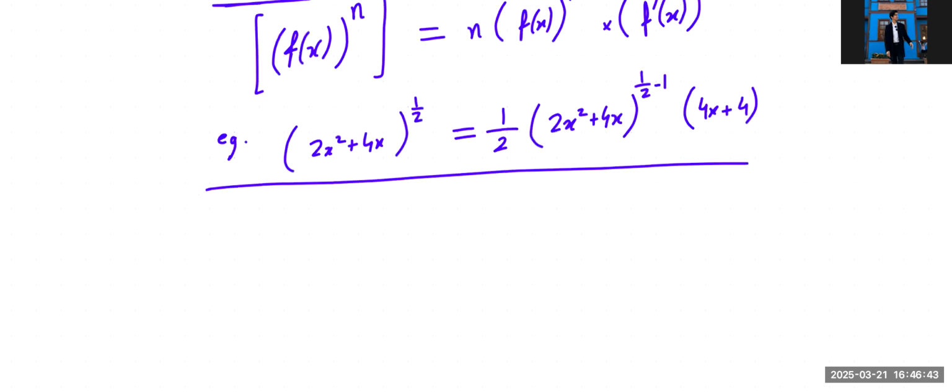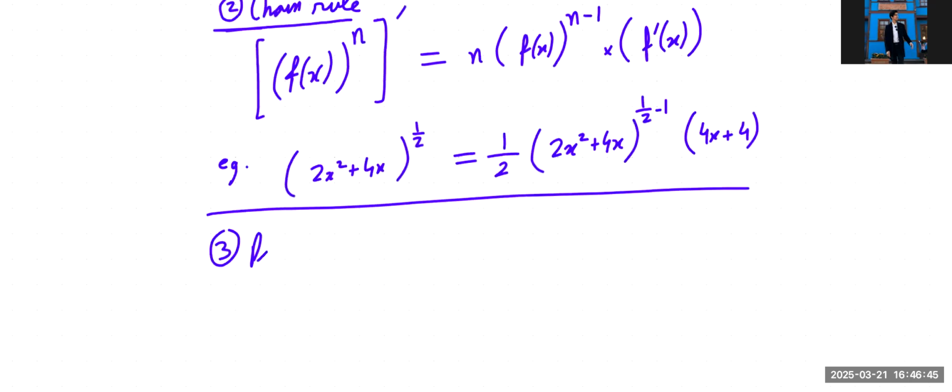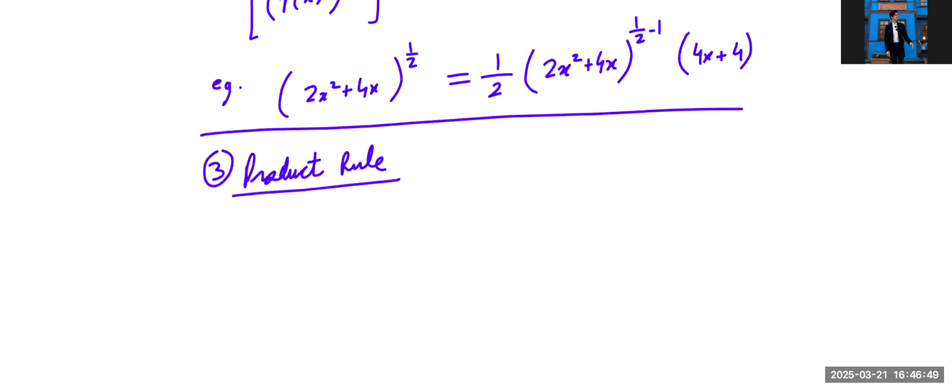The next rule we need to discuss is the product rule. The product rule applies when you see two separate functions being multiplied with each other. For instance, f of x is getting multiplied by g of x. In this case, normally you're going to see it as two separate factors that are separated, and you can consider each of them a separate function.